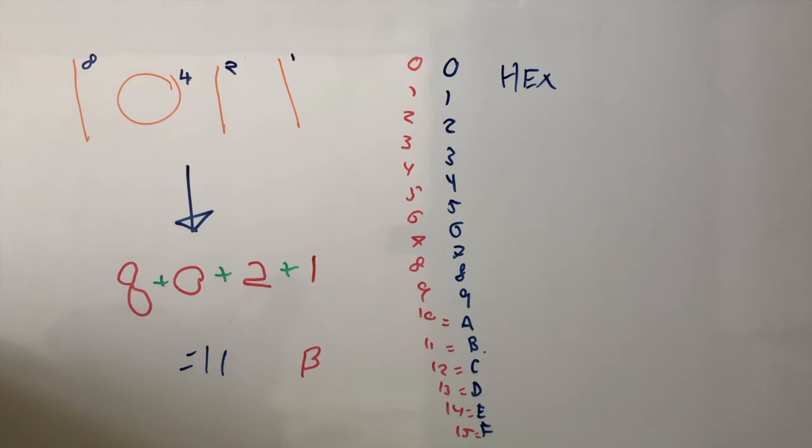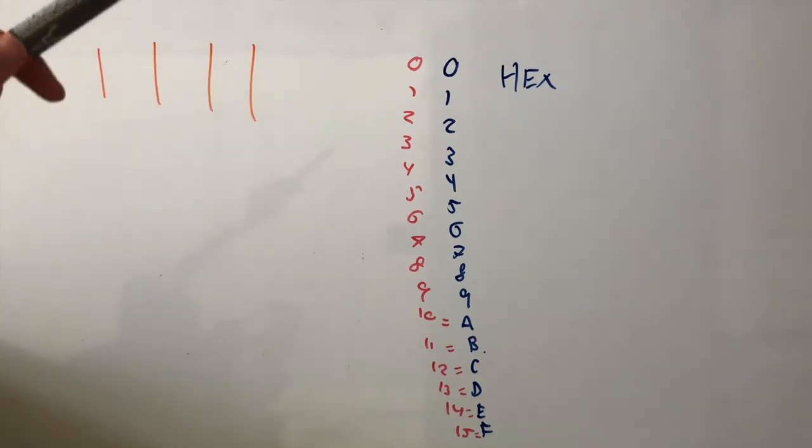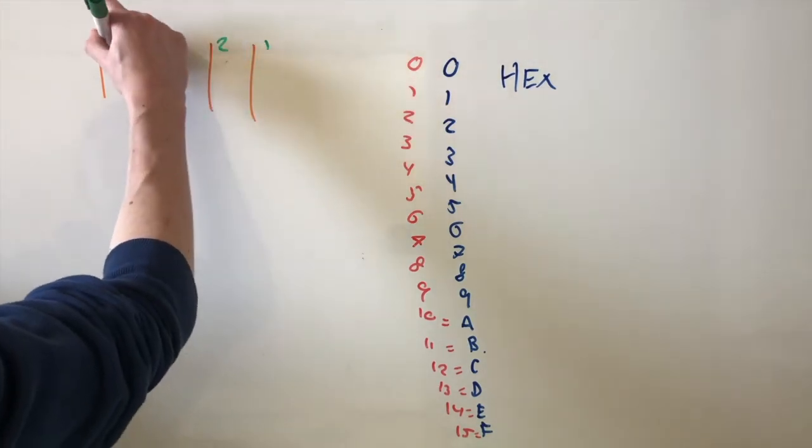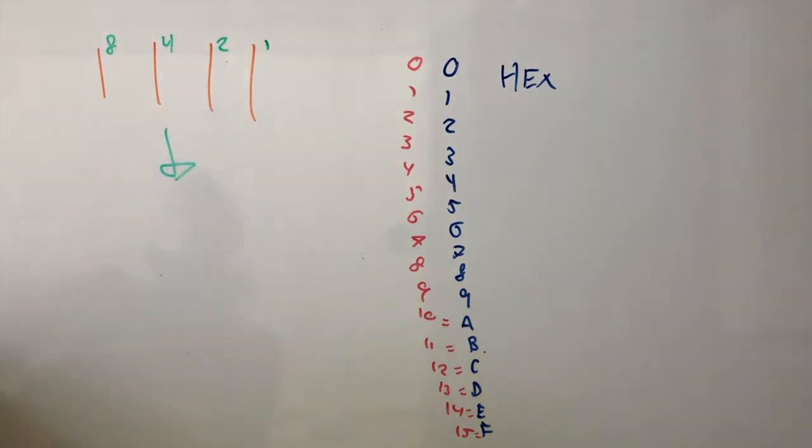Let's do another one. So let's say I have the digits 1, 1, 1, 1. The first thing I'm going to do is I'm going to do the same steps again. I'm going to write the 1, 2, 4, and 8 above. 1, 2, 4, 8. And then take it down. So in this instance, each of them are on. So I would say, is this 1 on?